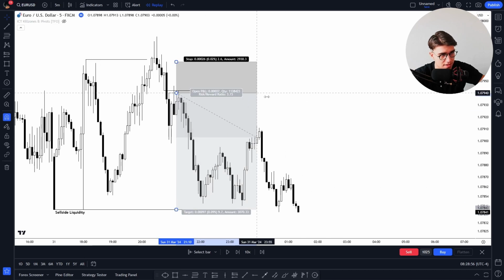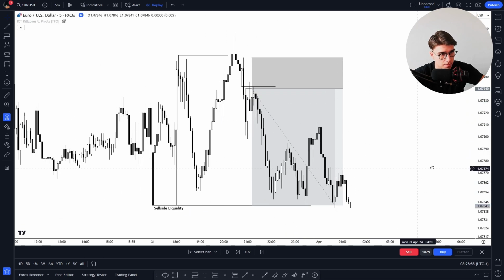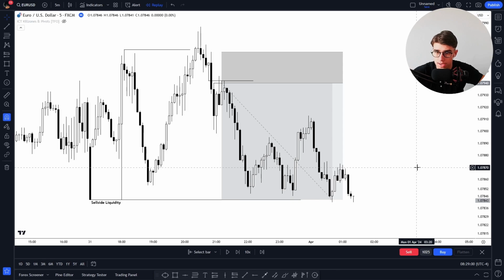Now it took a while to hit the equal lows, but again, trading does not get any more simple than this, and I promise you this is all you need. And once you start focusing on it, you will just watch yourself grow. What did we look for?